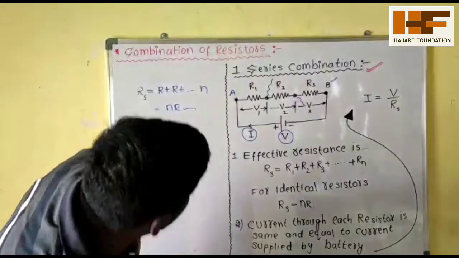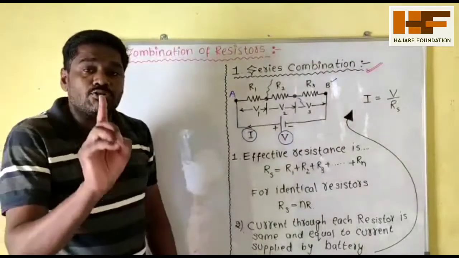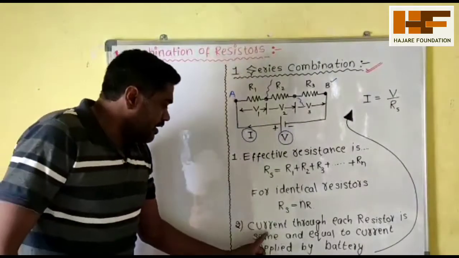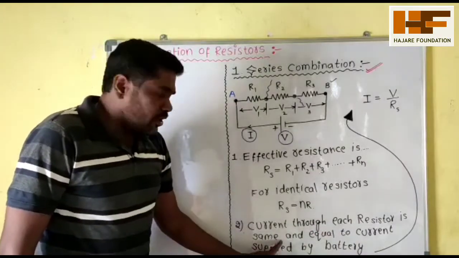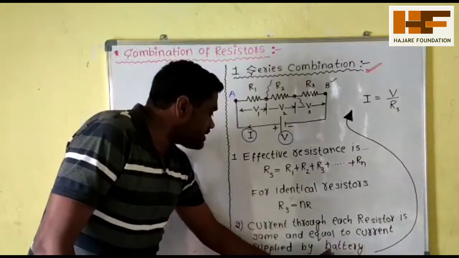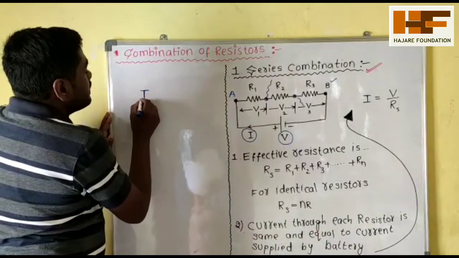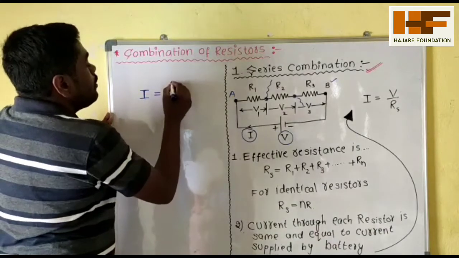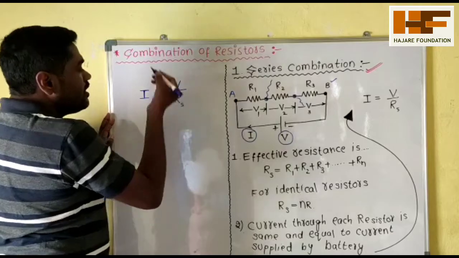Next, the current supplied by the battery, or the current passing through each resistor, how much is it? Current through each resistor is the same. Already I have told you, it is equal to the current supplied by the battery. Now what is the formula for that? The current supplied by the battery, I, is equal to the potential difference applied divided by the total resistance in the combination.